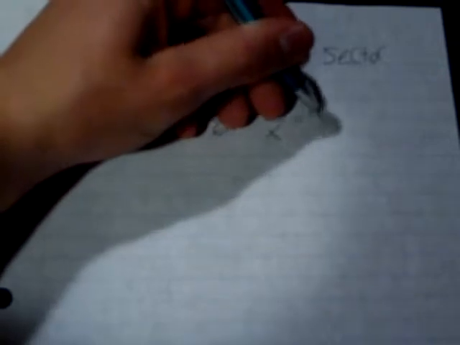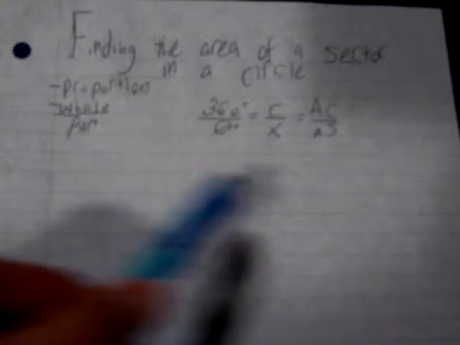Now, just a few proportions that we're going to be using. The whole amount of degrees in a circle over the degrees in a sector. The circumference, which is the total length of the circle, over the arc length, and the area of the circle over the area of the sector. Now, by the transitive property, if A is equal to B and B is equal to C, then A is equal to C. All three of these are equal to each other.